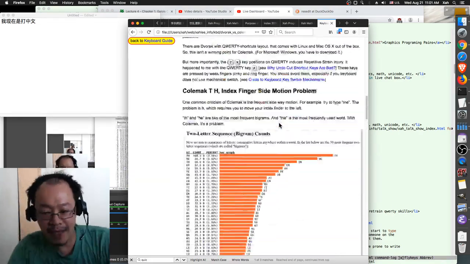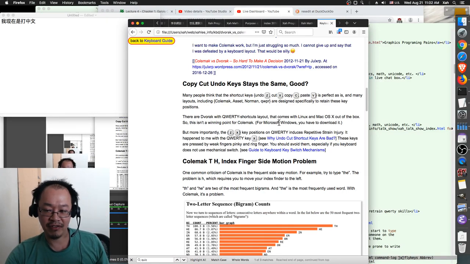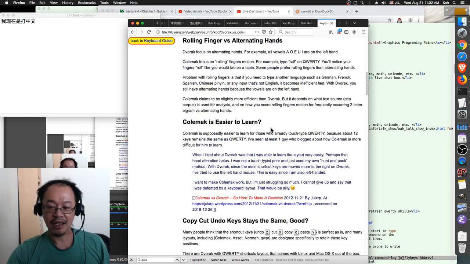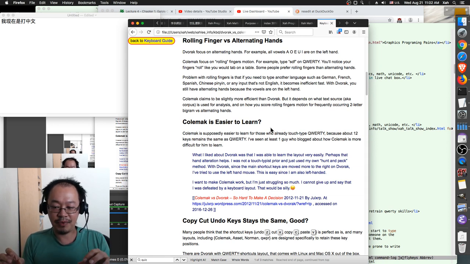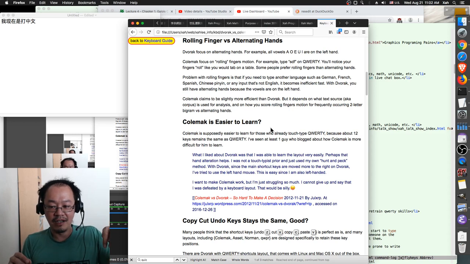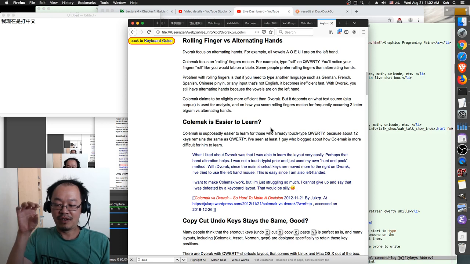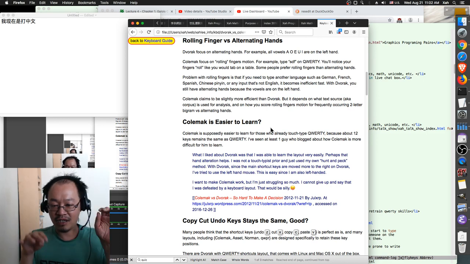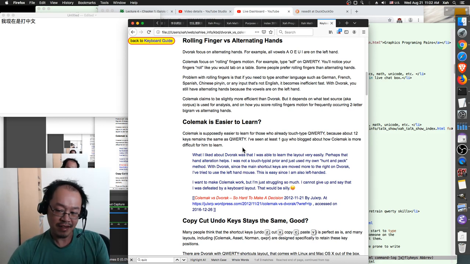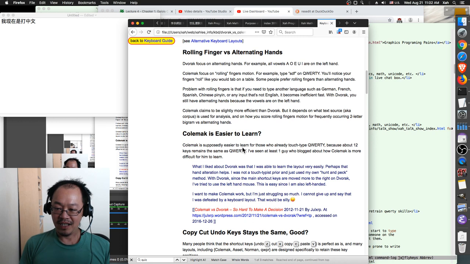So the main reason is that the moment you type something that's not English, the Colemak advantage goes away drastically. On the other hand, Dvorak still maintains certain efficiency because all the vowels are on the left hand. So it doesn't matter which language, most languages you have vowels and consonants, so you still have this alternating hands advantage. So that's one reason.